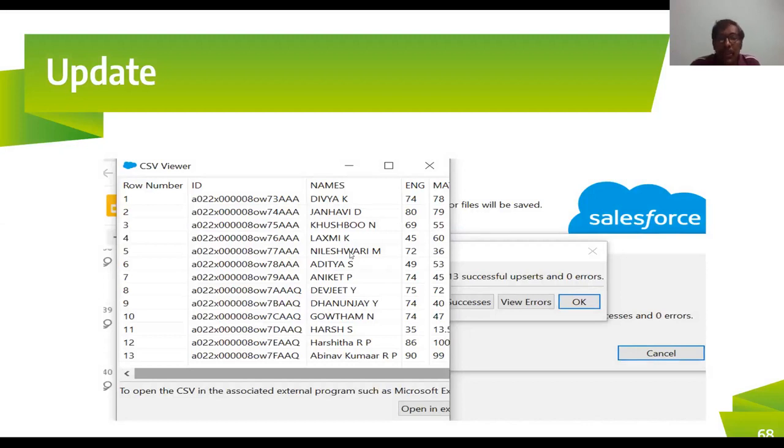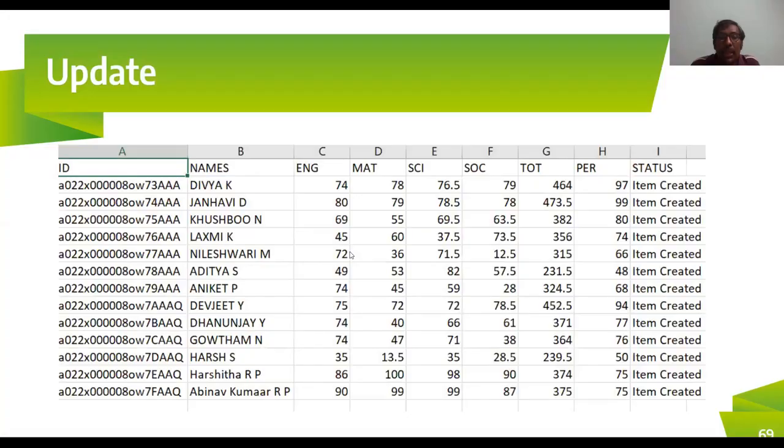Once it is done, the data will be updated. We have to test it. To test it, we go to the particular app, click on the object, like the student object, and click on all records so that it displays all the records. So the data is getting updated. Now let me get into the demo.